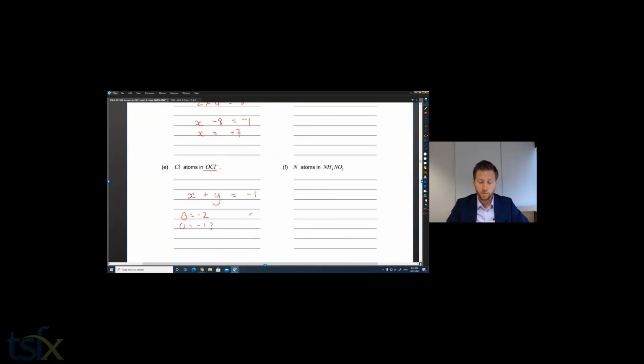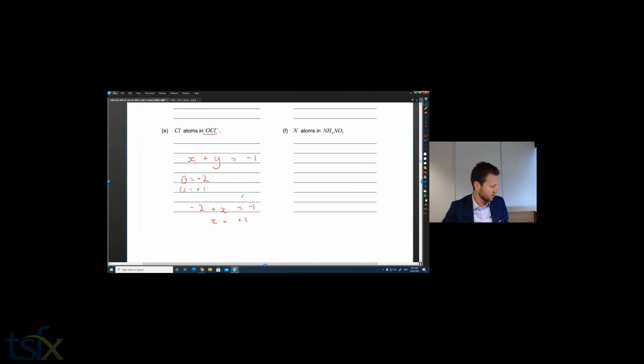So oxygen will be -2 and chlorine there will actually be +1 because the overall sum is -2 plus x equals -1. We've got -2 plus x equals -1. You add 2 the other side, so x equals +1. All right, that's enough oxidation numbers.